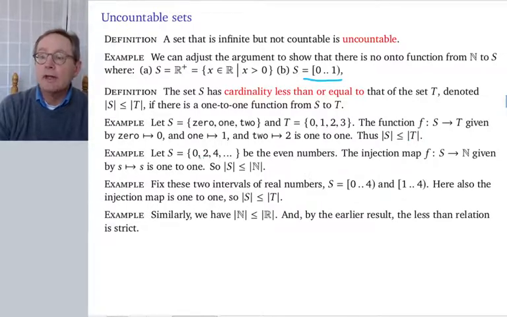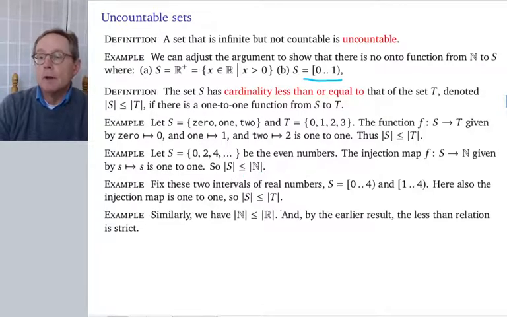If you take S to be the even numbers, 0, 2, 4, then the injection map, injection just means that you shove it in where you think it goes, taking S to N, given by s goes to s, that's the definition of injection map. s goes to s there, it's an embedding, it's one-to-one. So the cardinality of S is less than or equal to the cardinality of N. Right, injection is another word for one-to-one map.